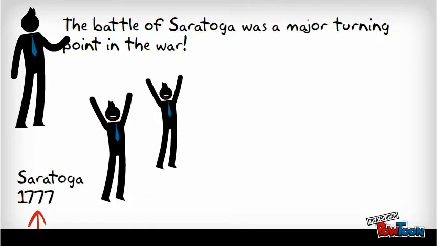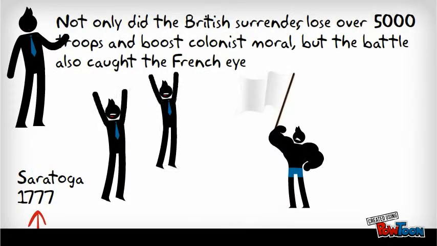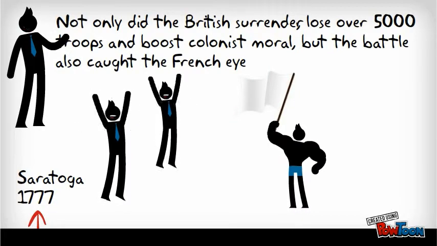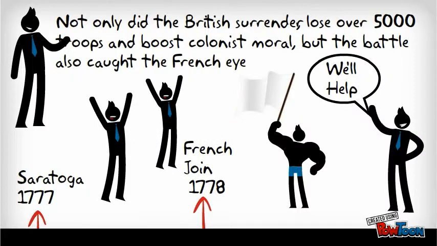The Battle of Saratoga was a major turning point in the war. Not only did the British surrender or lose over 5,000 troops and boost colonist morale, but the battle also caught the French eye.